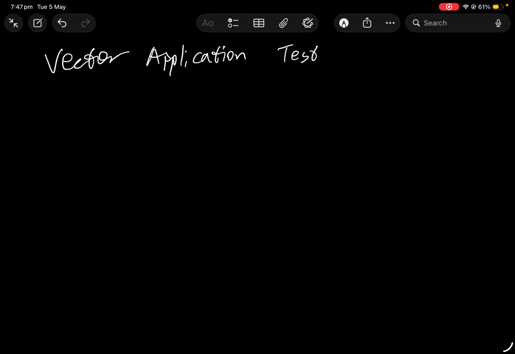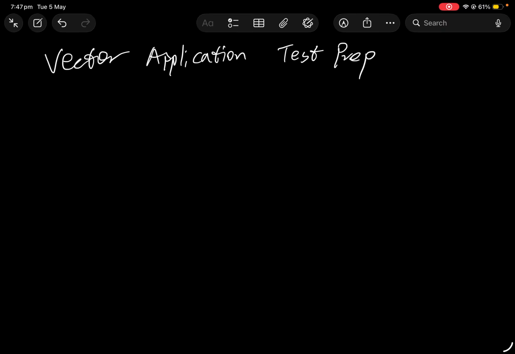Hello, I'll be doing vector questions, some vector applications for test prep. It's the same one I did before on circle theorems. This test is on circle theorems and vectors. And so the question I'm going to do is, here's a scenario.